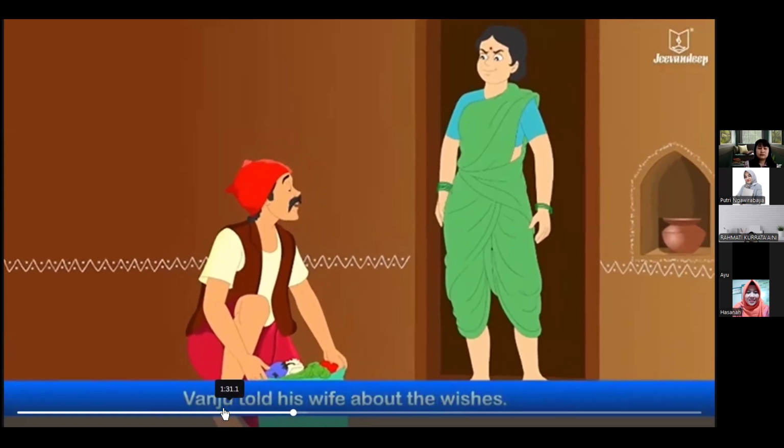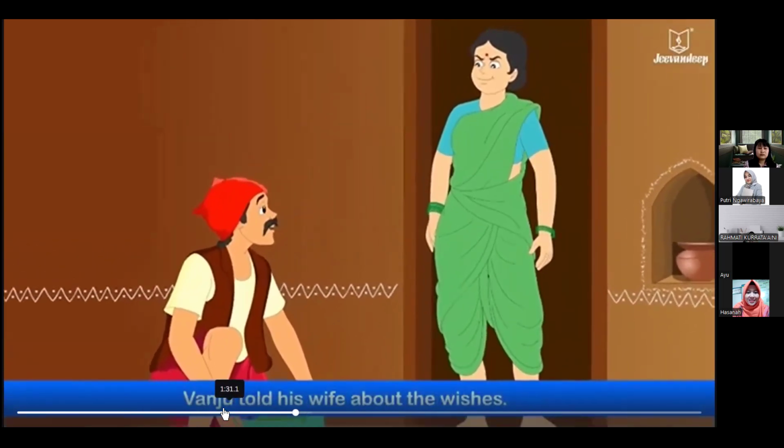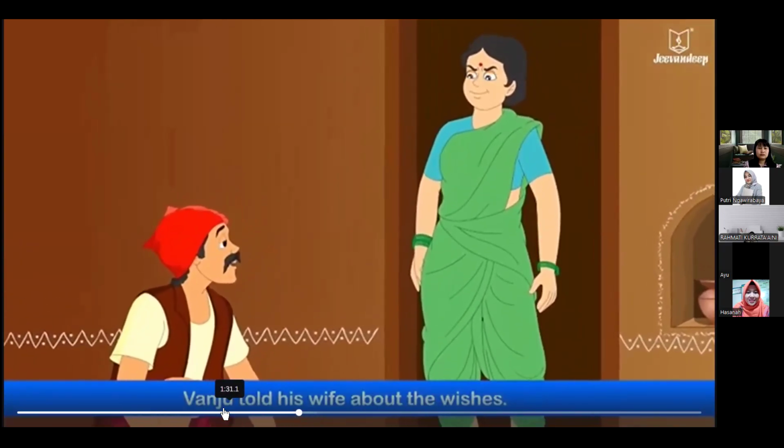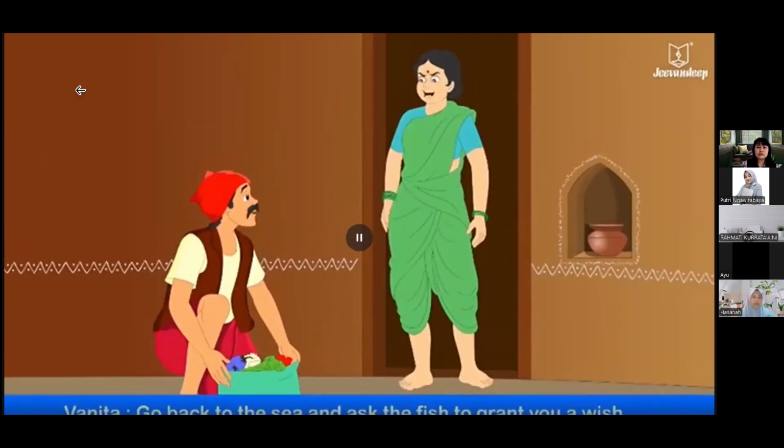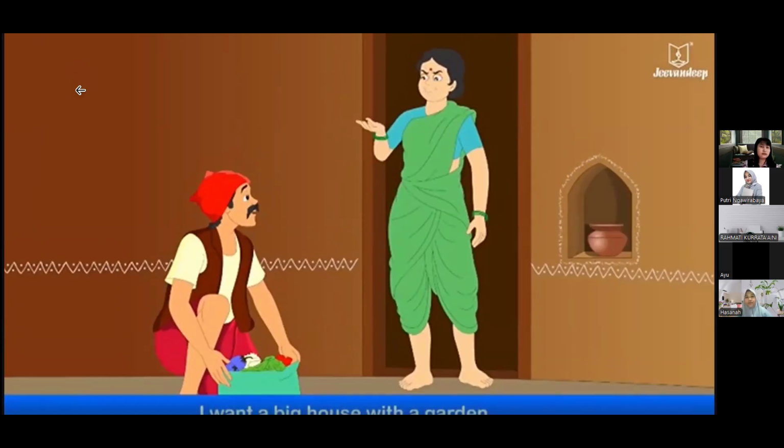Banju told his wife about the wish. Banita was a lazy woman. She did not like to work. She scolded Banju for allowing the fish to go. Go back to the sea and ask the fish to grant you a wish. I want a big house with a garden.